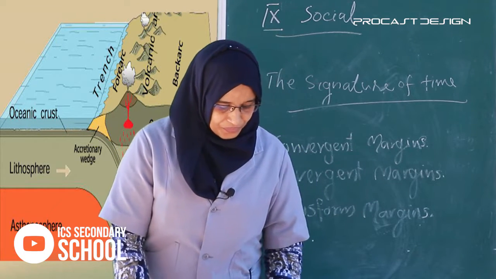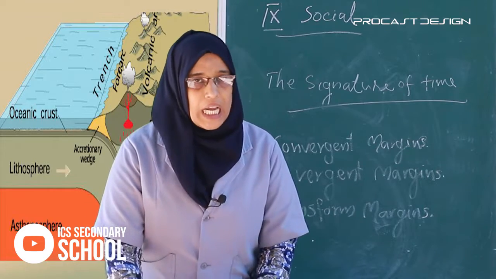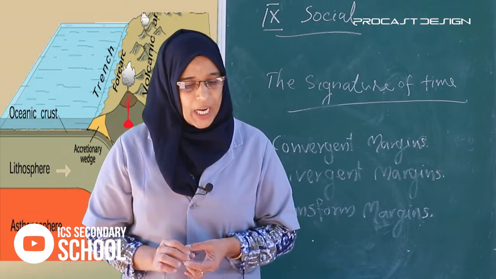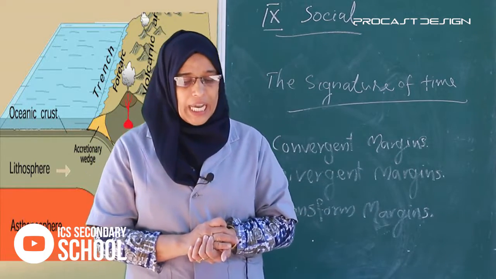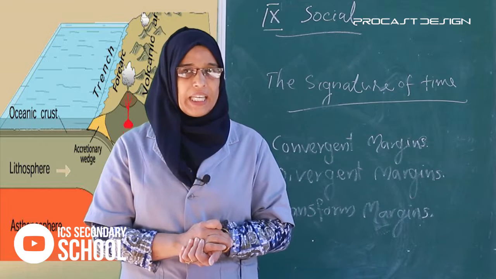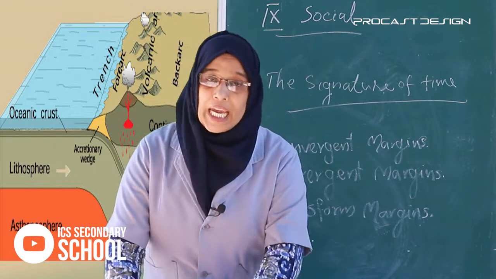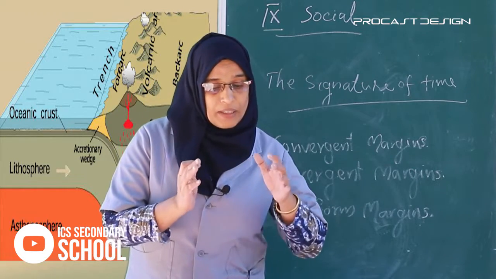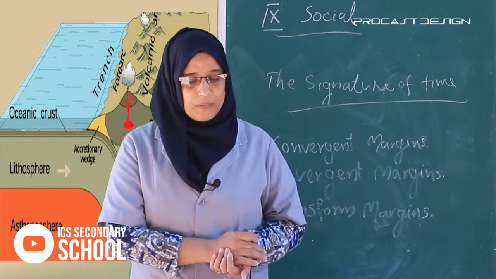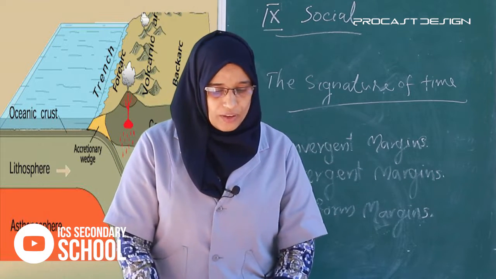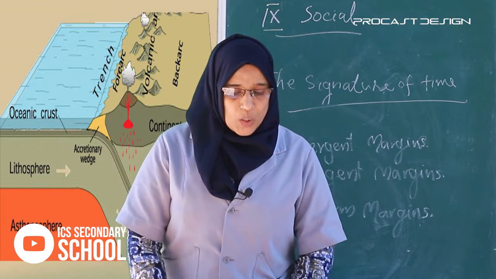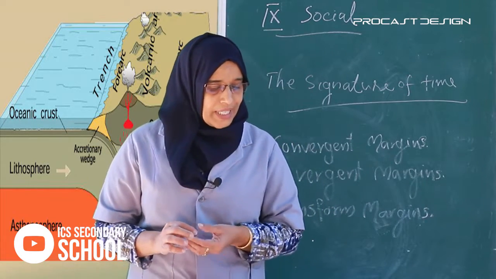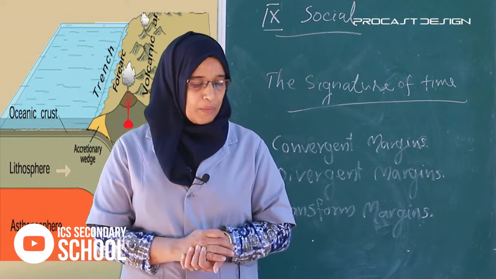Then next, earth movement. There are two types of earth movement: first one, endogenic movement, and the second one, exogenic movement. Endogenic movement is then classified into two parts. First one, diastrophic movement and sudden movement.